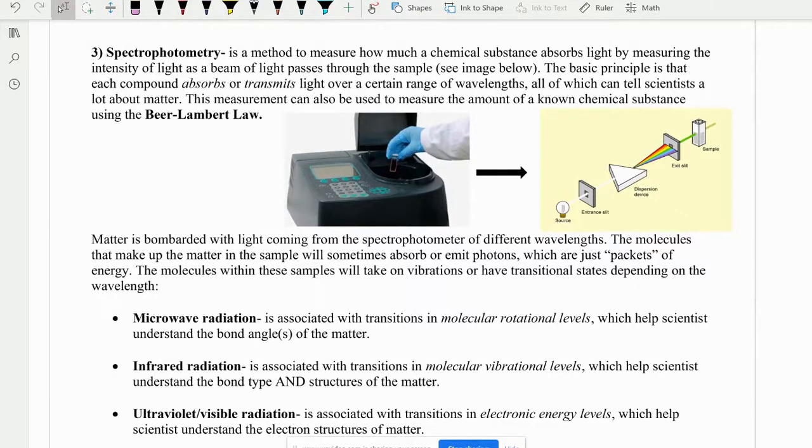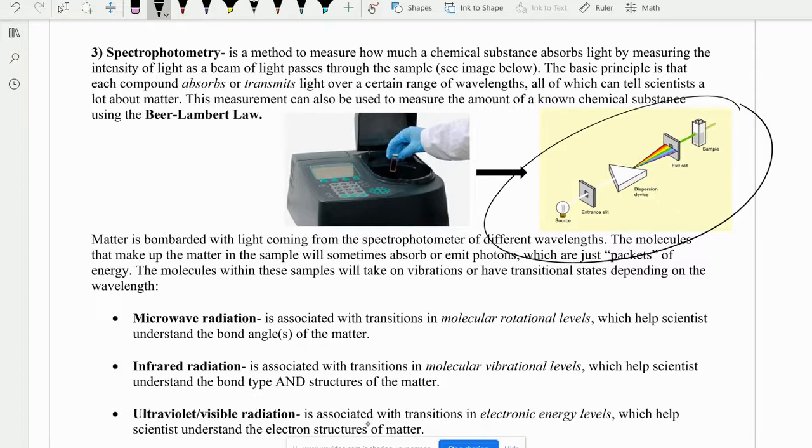Now, there are many different types of spectrophotometry that are used and applied in our world. And basically, this is a method on how to measure how much of a chemical substance absorbs light by measuring the intensity of the light beam as it passes through a sample. And you can see here that the image to the bottom right kind of illustrates that.